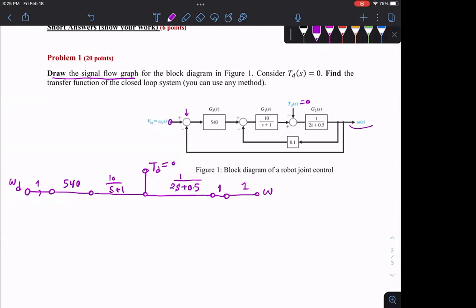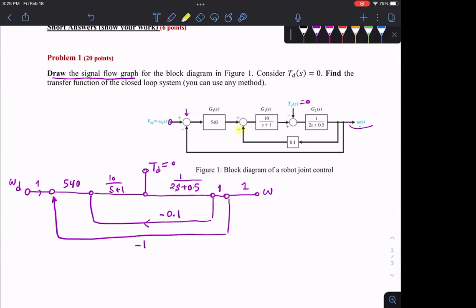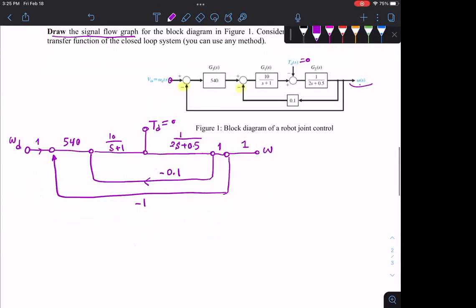Then I got here to the end. Now I have 2 feedback paths. One goes from this takeoff point to this sum point, and this is negative 0.1 because this signal is negative. I have another one from this takeoff point that goes here. This is -1 because here is -1, right? So this will become your flow diagram.